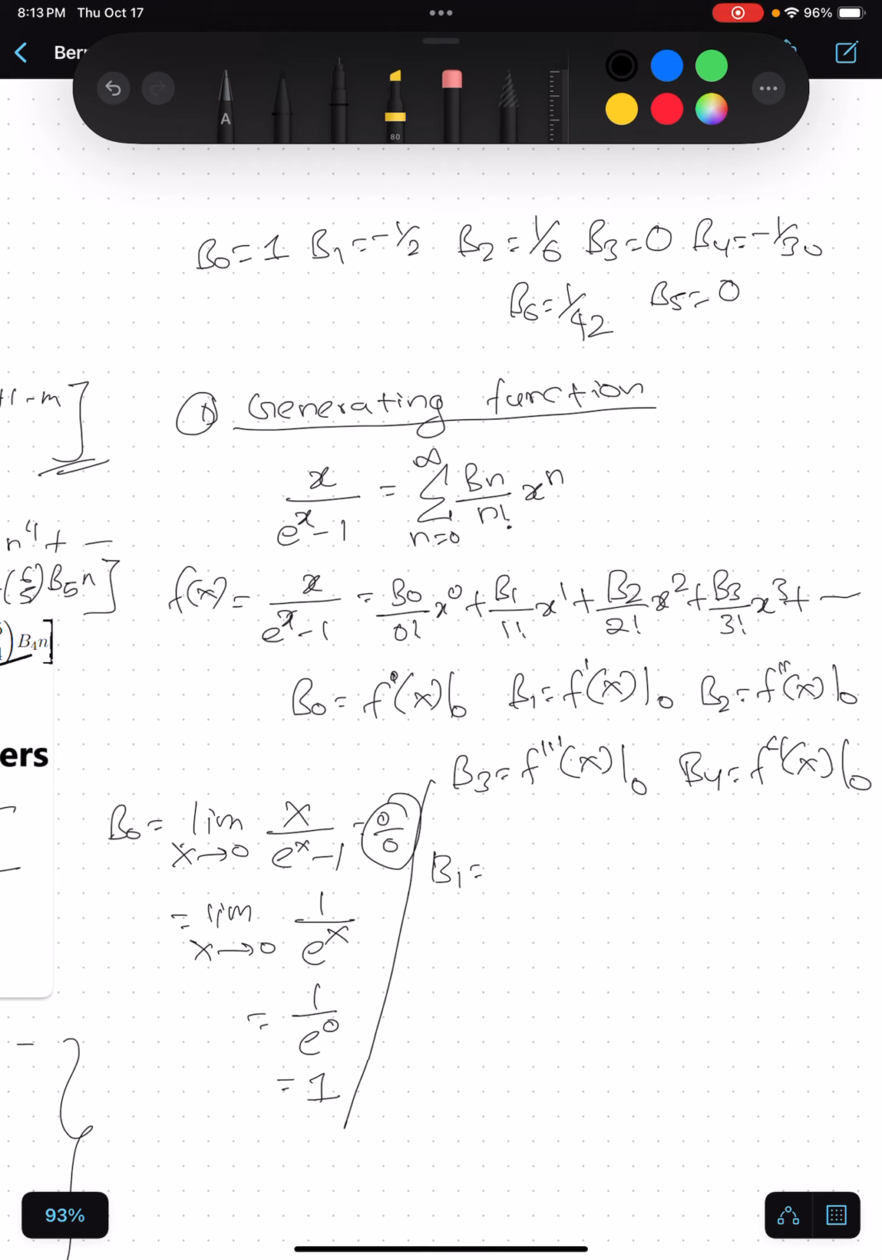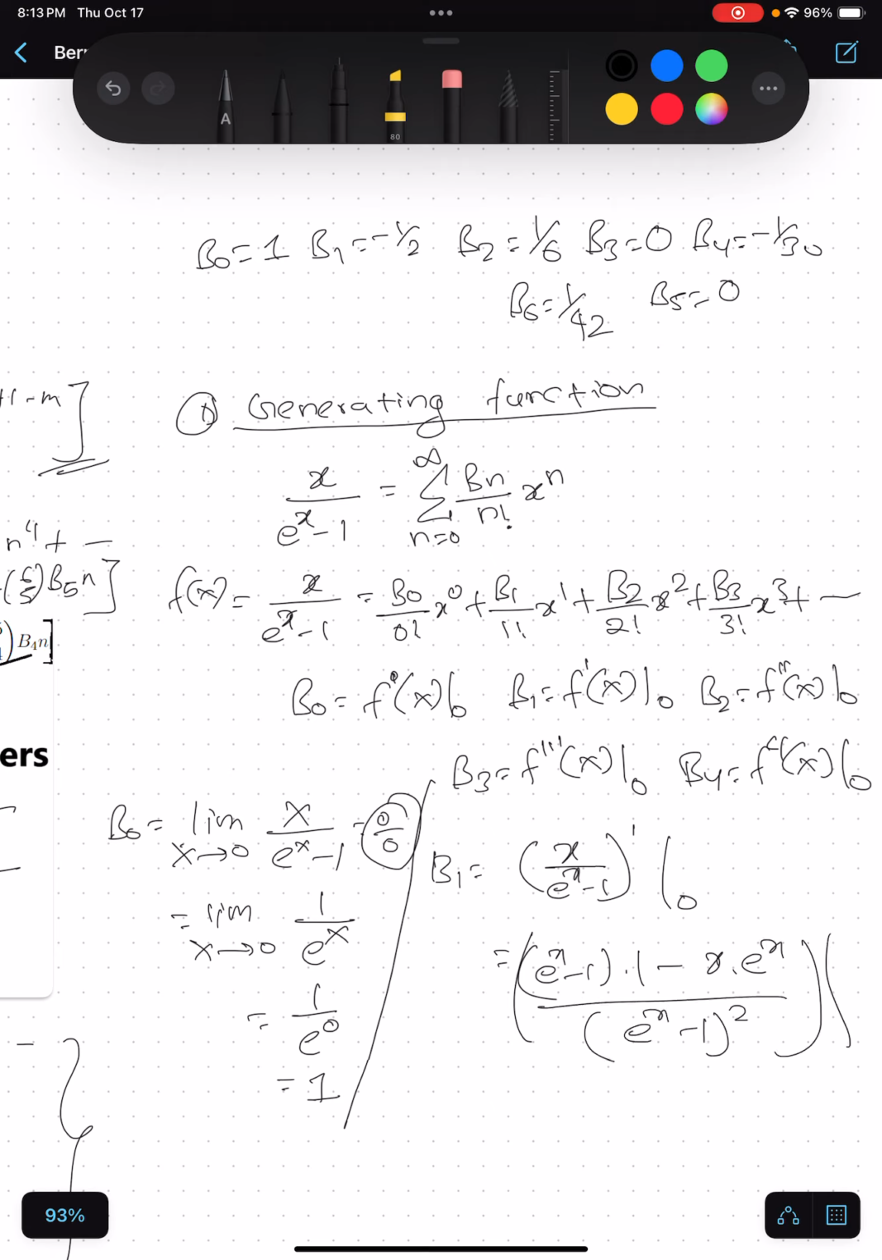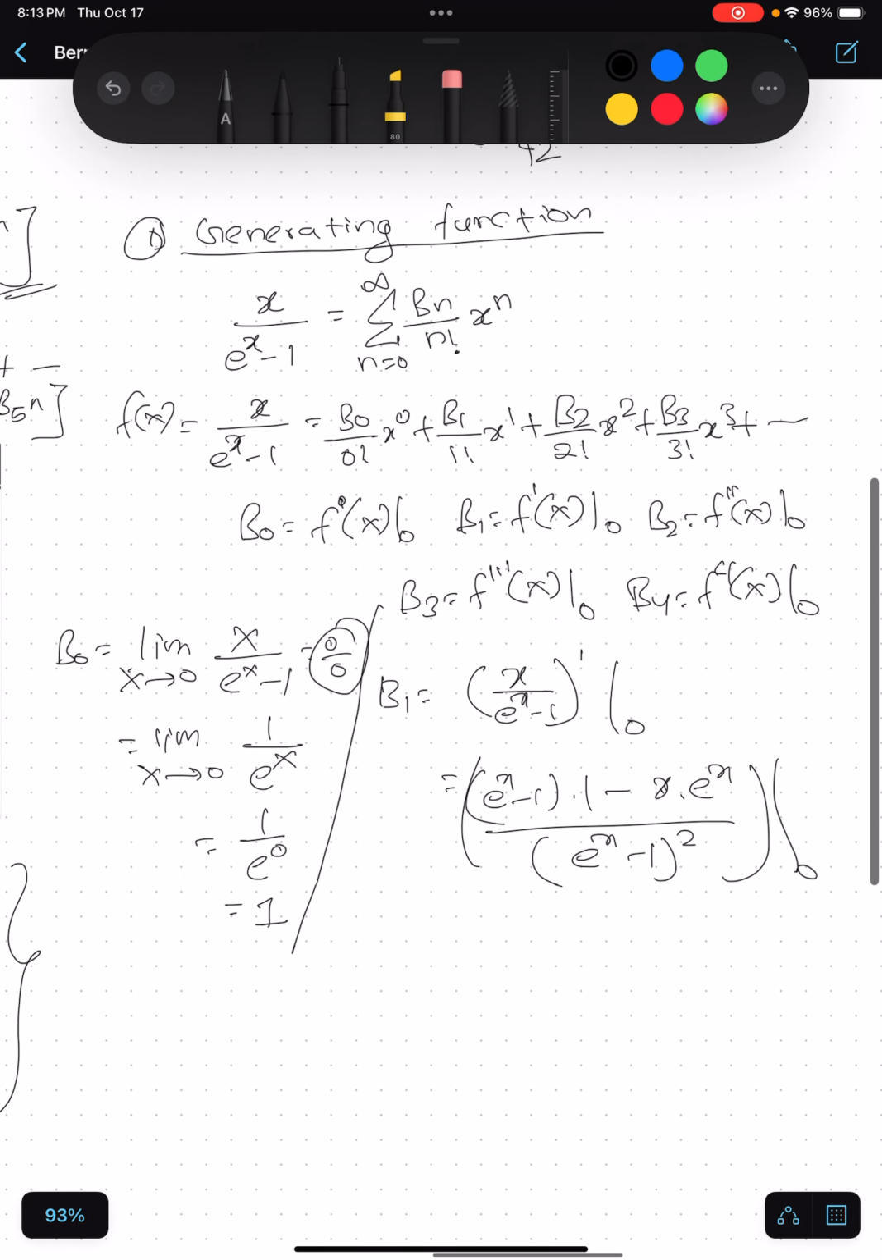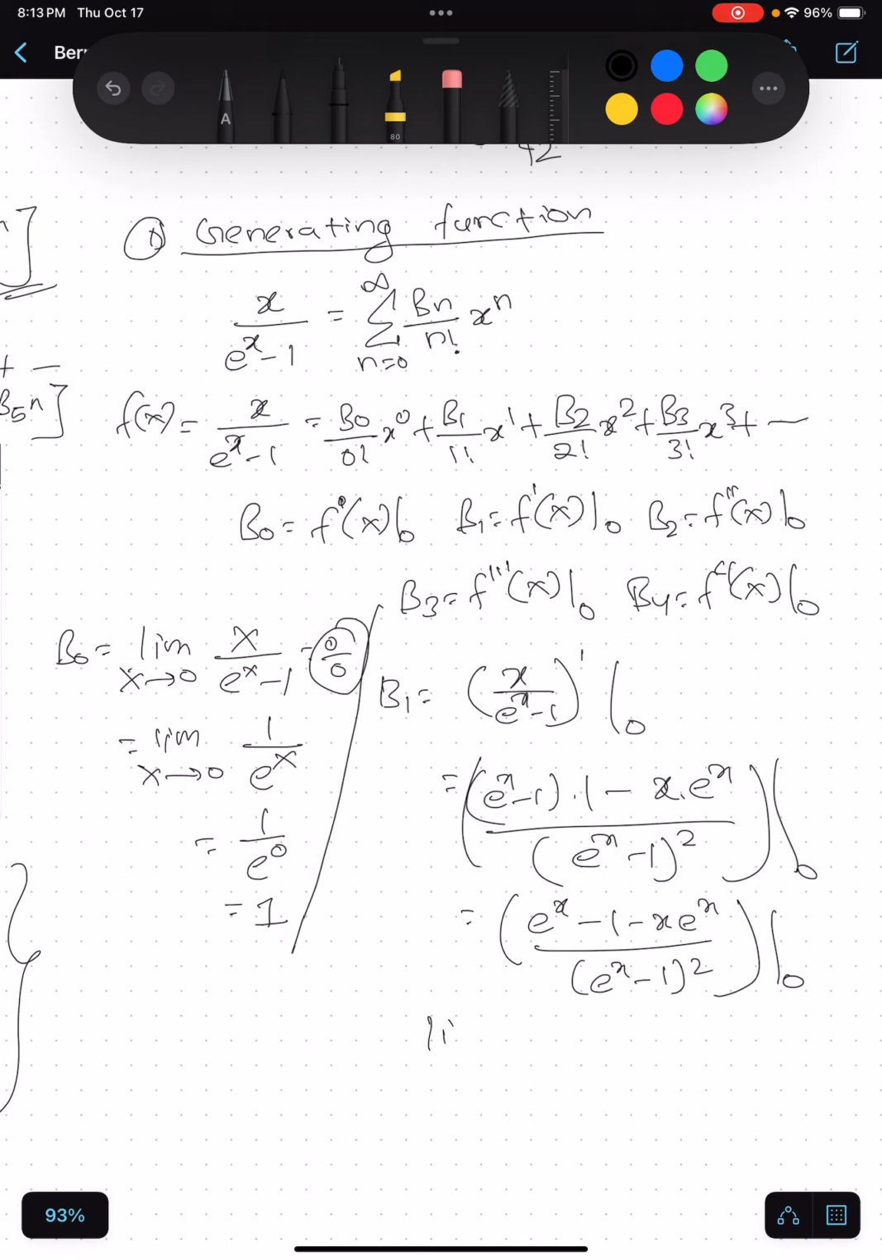Now let's try to find B1. First of all we have to differentiate this expression and then evaluate at 0, right? So the derivative will be (v u dash minus u v dash) by v square, right? And evaluate at 0. And this is (e to the power x minus 1 minus x e to the power x) by (e to the power x minus 1) square, evaluated at 0. Again, it seems like we run into an indeterminate problem. So let's take the limits.